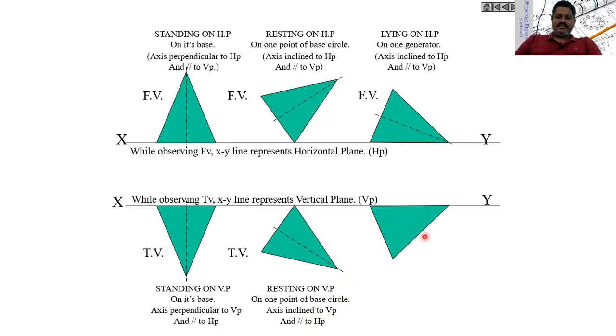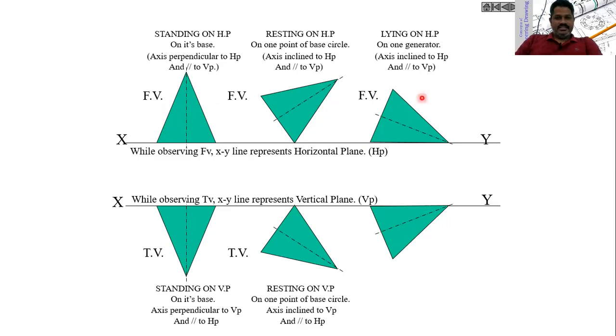Now the other case: one of the generators, one of the slants of the cone, is lying on the vertical plane and the axis is making some angle with the vertical plane and parallel to HP. The top view of the cone looks like this. These are the three cases.